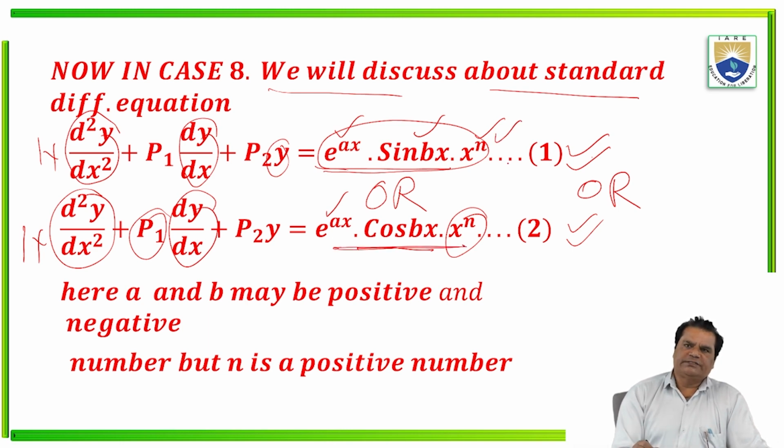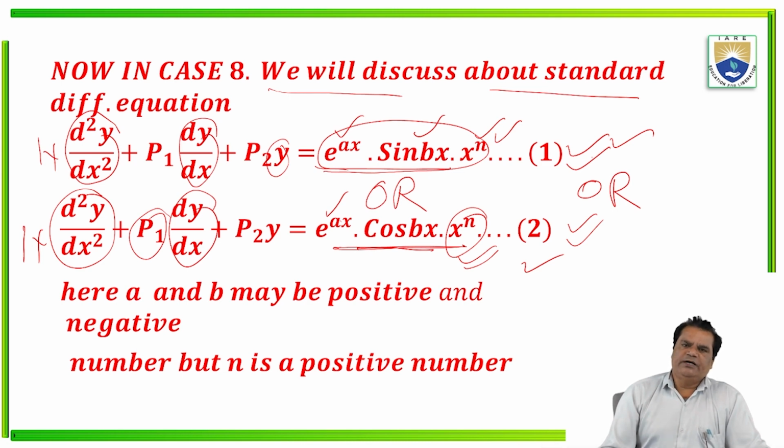In the first equation it is sin bx and in the second equation it is cos bx. Either the question may be of this type or of that type, so there are two types of problem. In the first problem, the trigonometric function is sin bx and the other functions are the same. In the second problem, the trigonometric function is cos bx and the other two functions are the same.